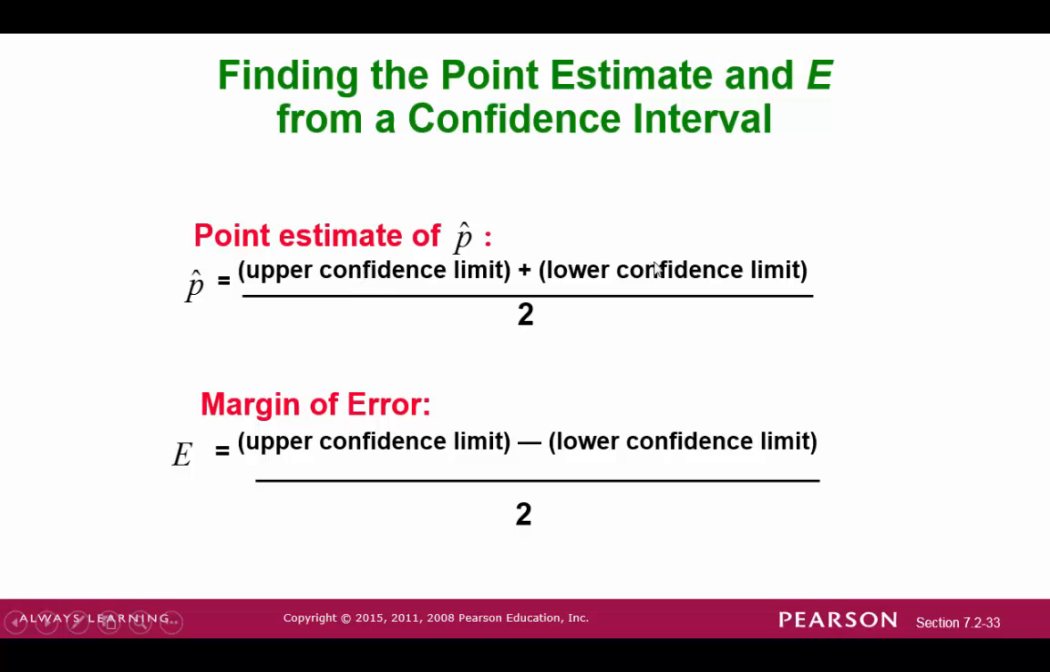So the confidence interval is going to be a set of two numbers, and the point estimate is the number right in the middle. So we essentially have the upper confidence limit plus the lower confidence limit divided by 2. That's the average between those two numbers. The margin of error is half of the distance from the upper and the lower confidence limits. So if you subtract the two confidence interval limits, that would be the length of the confidence interval, and then you divide that by 2, then you would get half of that length, which is exactly what you're looking for. So that's where you would find the point estimate and the margin of error if you're given the confidence interval.